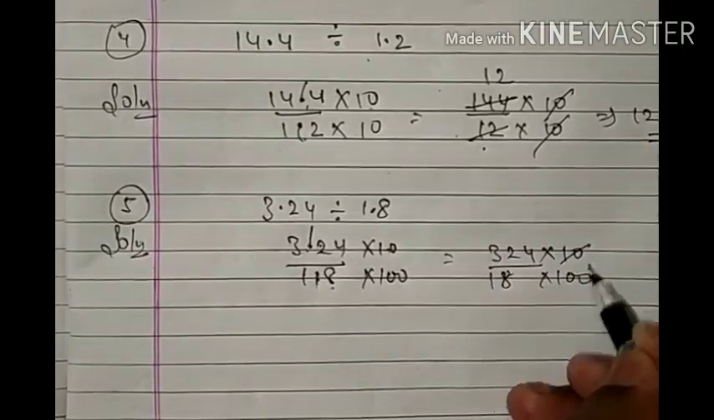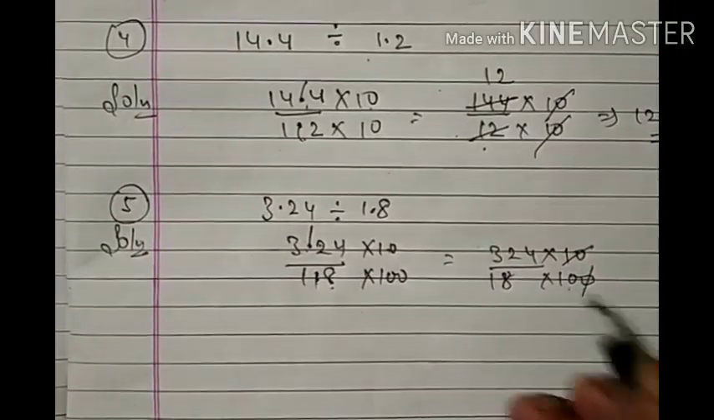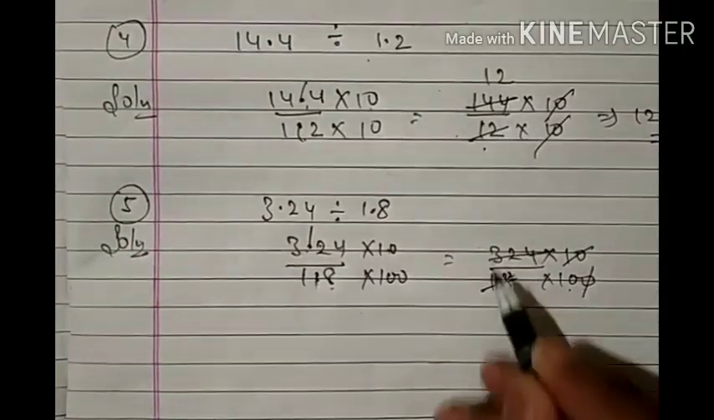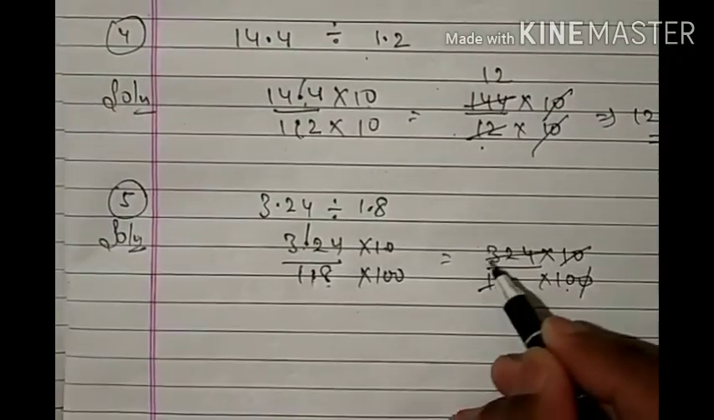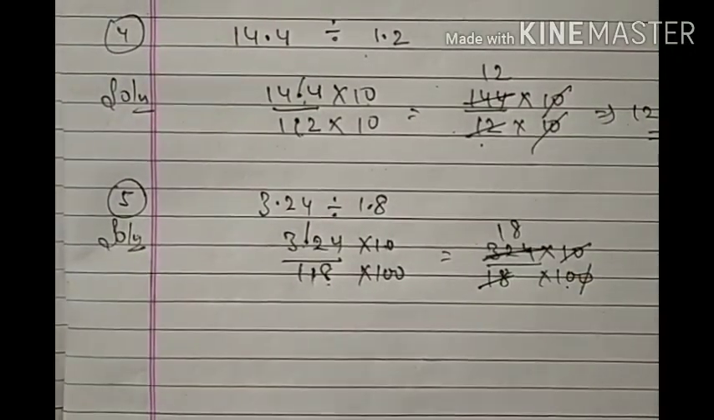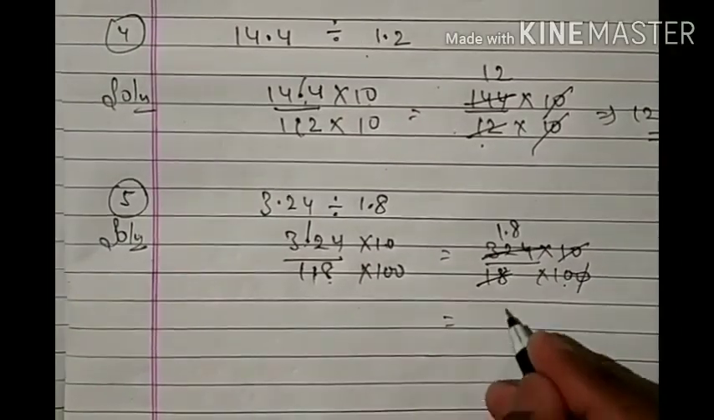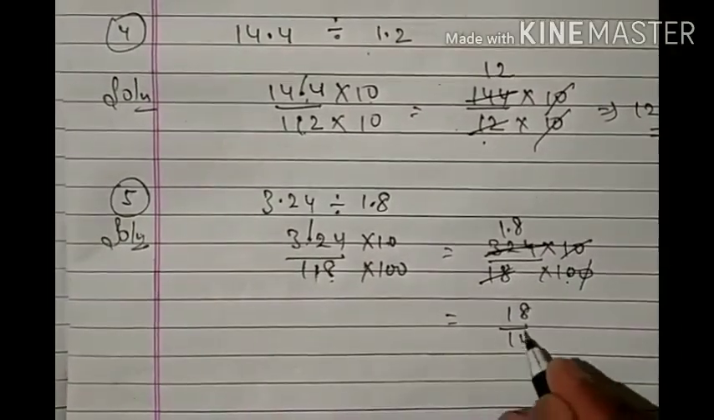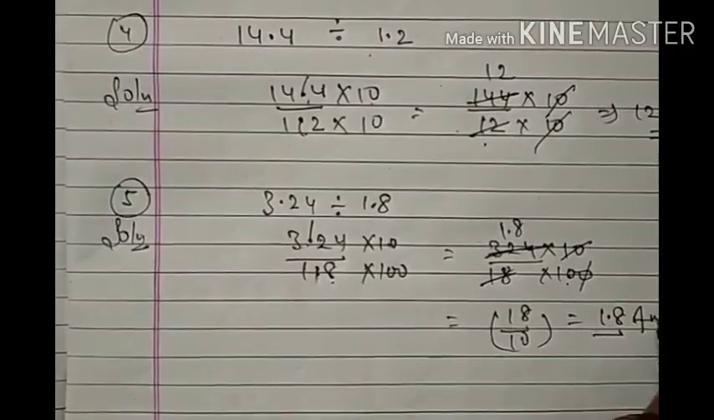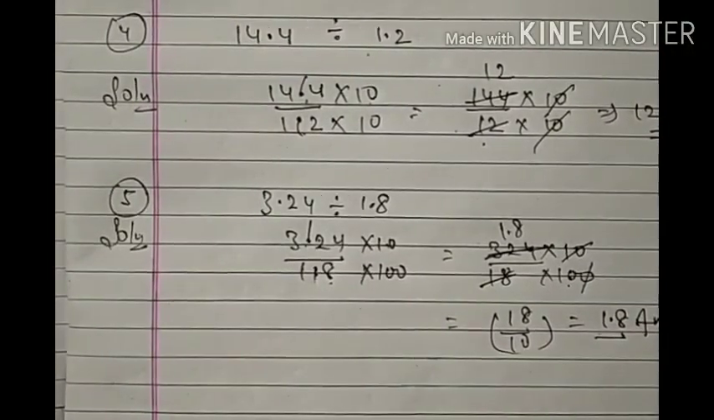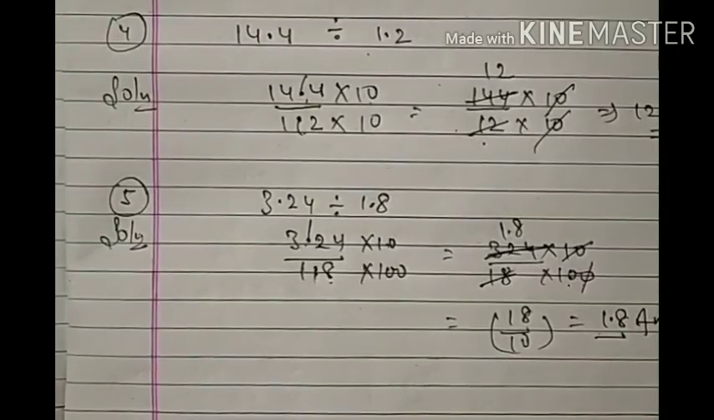10 will cancel 100. We are left with 10, and 18 will divide 324. How many times? 18 times. 18 into 18 will be 324. What do we get? 18 1s are 18, divided by 10. What is our answer? 1.8. I hope it is clear to everyone.